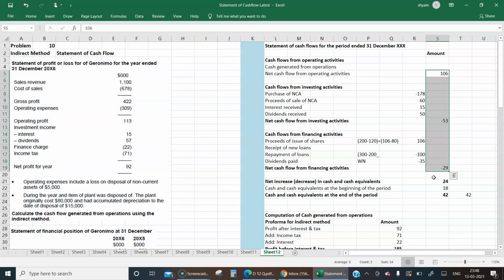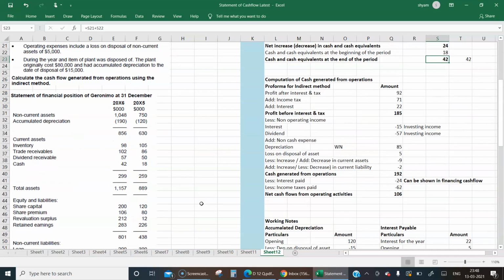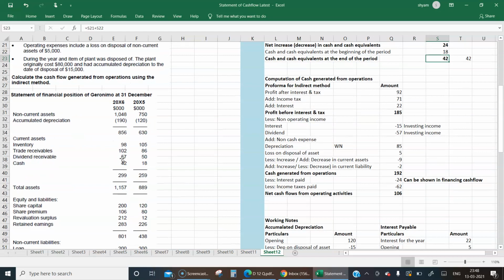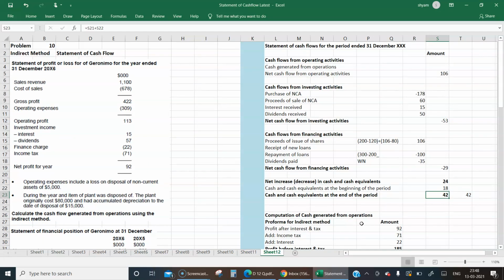Okay, that gives us the increase or decrease in cash equivalents. That is 24. Opening was 18, so closing has to be 42. The opening and closing of cash are given in the problem. So I just wanted to check whether these numbers are tallying. So I have put a formula here. Okay, and finally I got the answer.